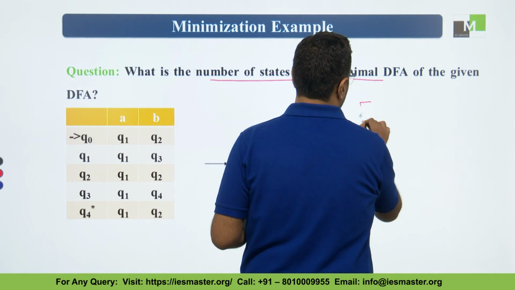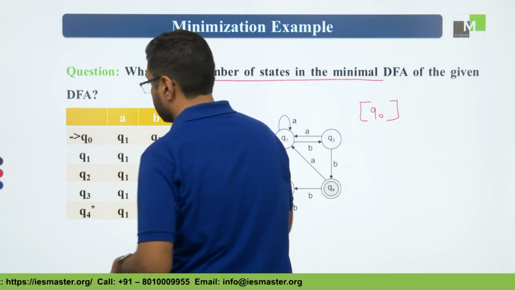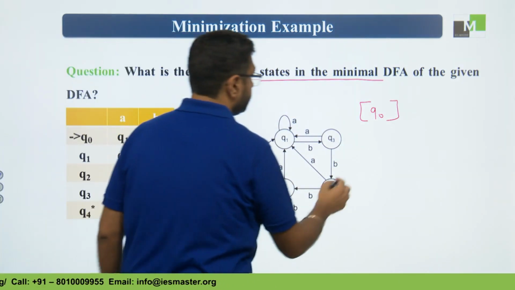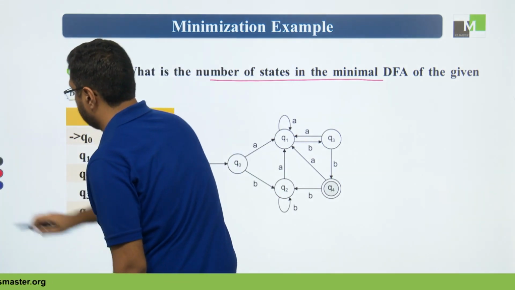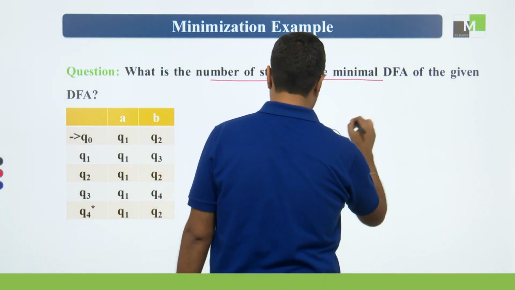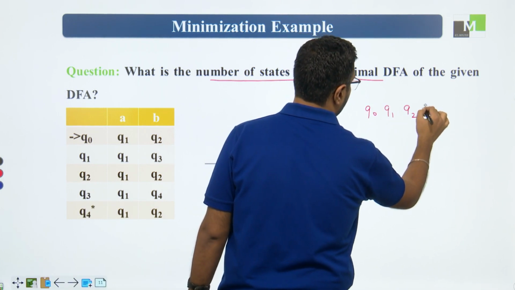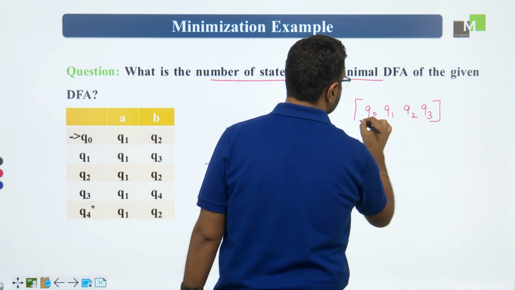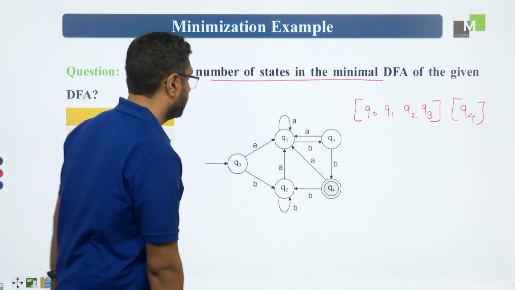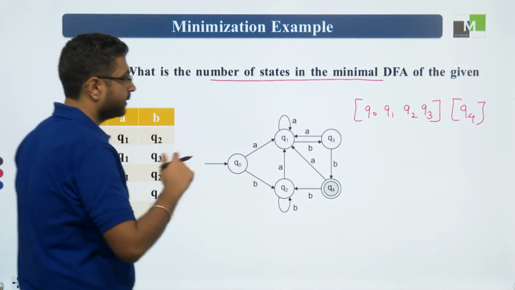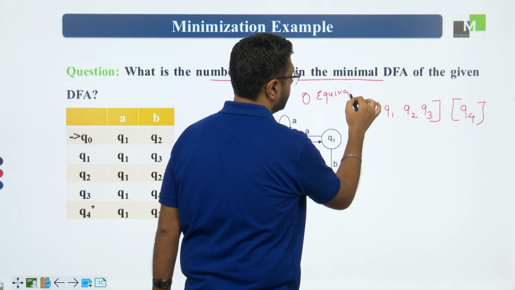So in one set I put Q0, and Q4 is my final state. So in one set I will have Q0, Q1, Q2 and Q3. In the other set I will have Q4. Now let us try to calculate. This is zero equivalent. That is, on zero length input they have similar behavior.